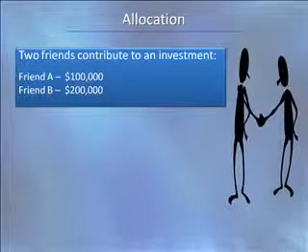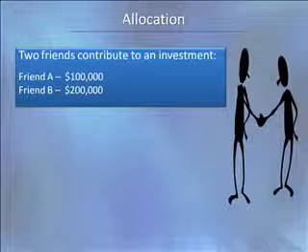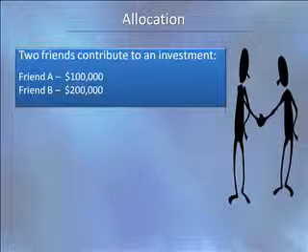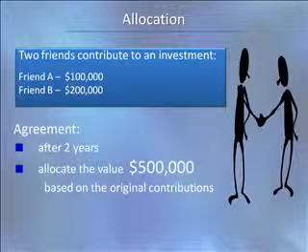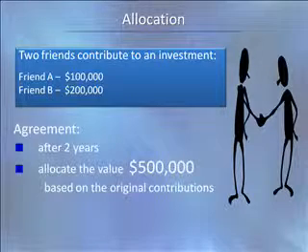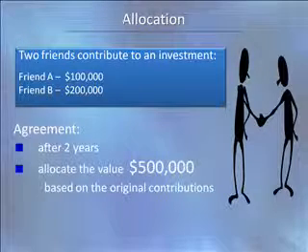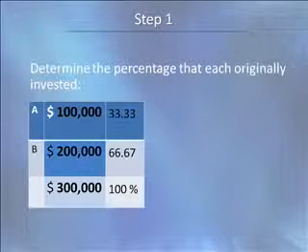Let's work with an allocation problem. Two friends contribute to an investment. Friend A contributes 100,000. Friend B contributes 200,000. Per the agreement, after 2 years, the friends will allocate the value, which is 500,000, based on the original contributions.